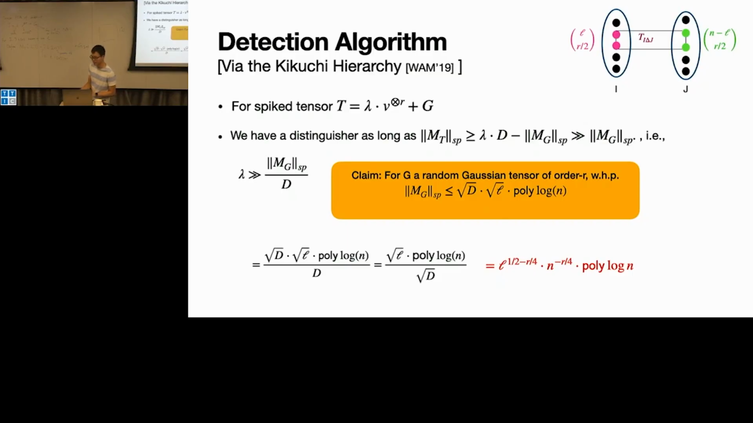Oh, and then you have to calculate the spectral norm, and that you can also do with the power method. Yeah, okay. I believe you can do it.